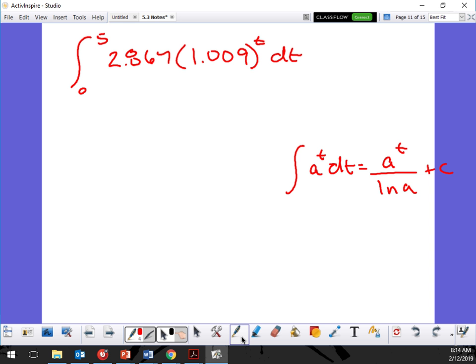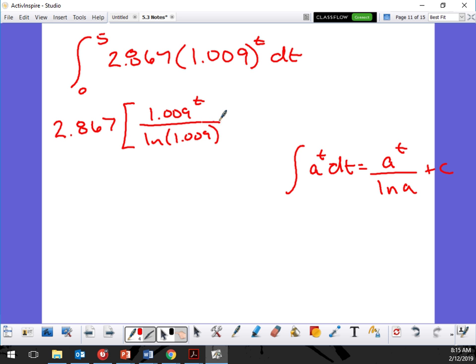Okay. All right, so now this is going to be crucial to my whole thing. The antiderivative of a to the t is a to the t over ln a. So now this is going to give me 2.867, and that's going to be a to the t, which is 1.009 to the t over ln of 1.009. And that's going to be from 0 to 5.